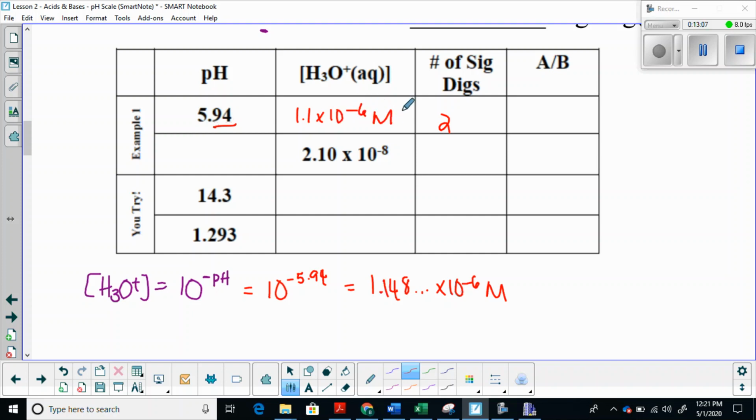Okay, let's work backwards now. So we have hydronium and we want to work to find pH.